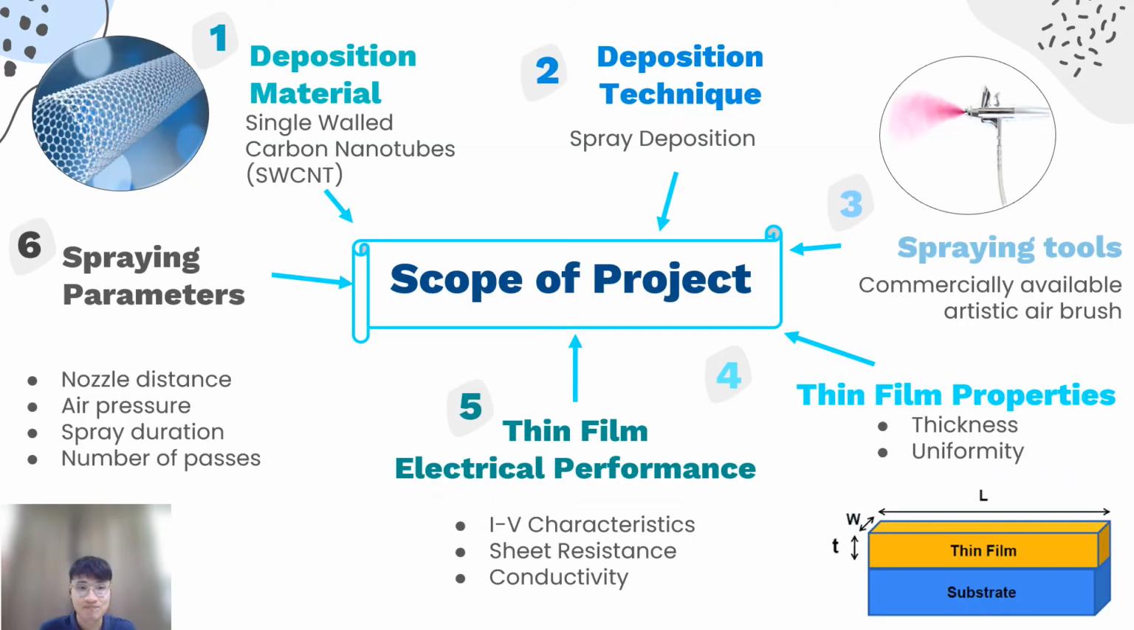So, for this scope of project, the deposition material is limited to single wall carbon nanotube, and definitely the deposition technique used is spray deposition, and the spraying tool that is being used to develop the automated spraying machine is the commercially available artistic airbrush, while the thin film properties that are going to be evaluated are its thickness and uniformity, and the thin film electrical performance to be studied is the IV characteristic, and the sheet resistance and conductivity will be extracted as well. And these are the spraying parameters that are going to be studied in the following experiment.